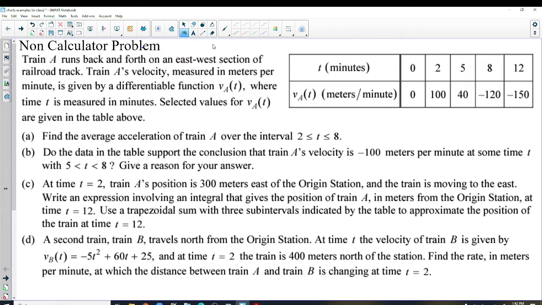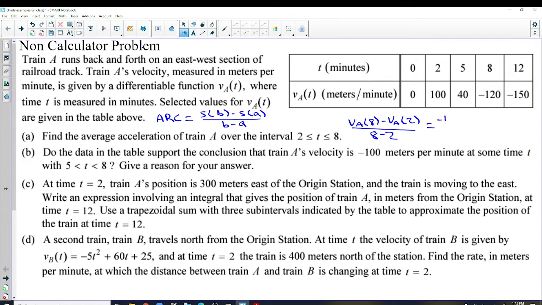A, find the average acceleration of train A over the interval 2 to 8. Well, if we want average rate of change, we do S of b minus S of a over b minus a, with S being position. If you wanted average velocity, you would do the slope of the secant line. Here we want average acceleration, and we have velocity. So we want v sub A of 8 minus v sub A of 2 over 8 minus 2. That would give average velocity, excuse me, average acceleration.